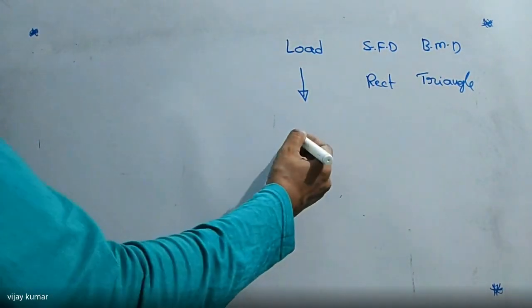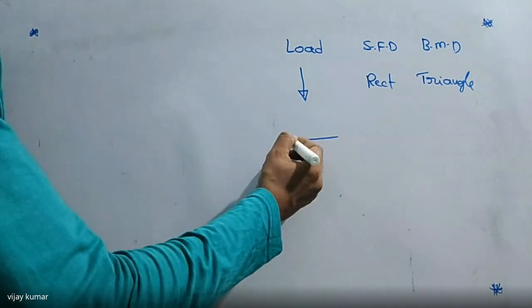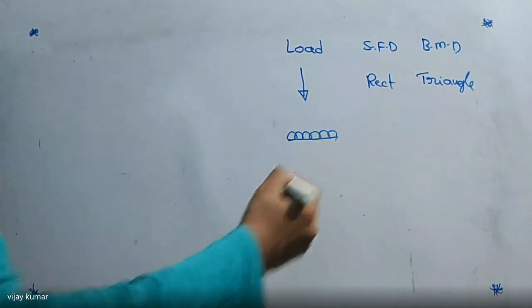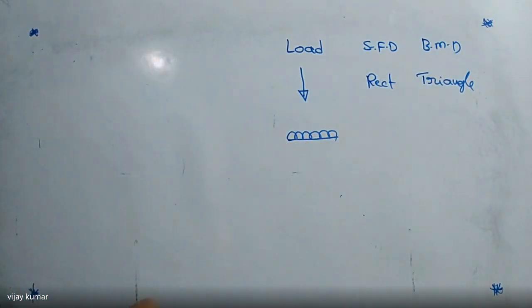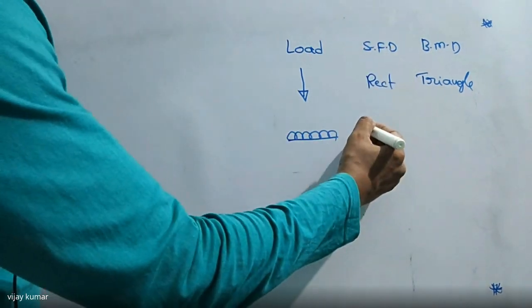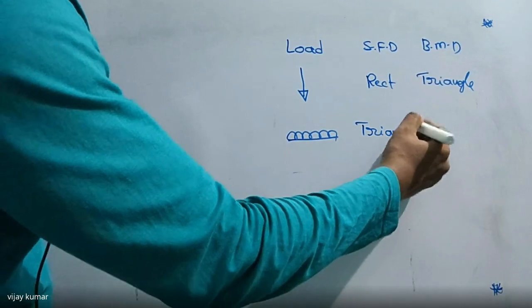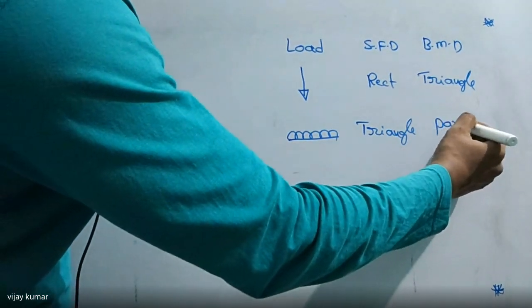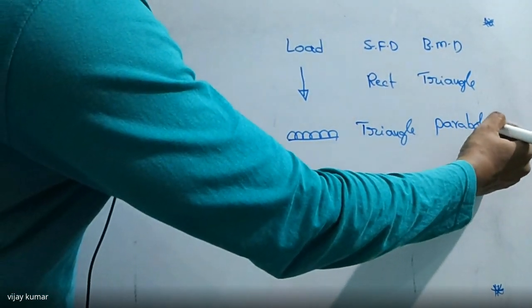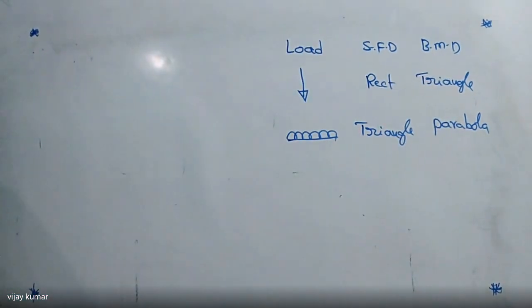And when the load is said to be uniformly distributed load, the shear force diagram is a triangle, it comes here. It's a triangle and parabola. The bending moment diagram is nothing but a parabola. Did you get my point or not?